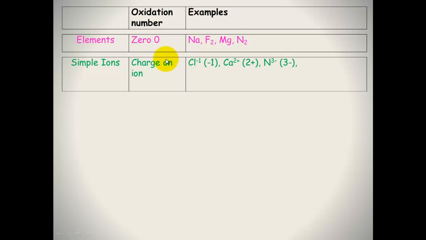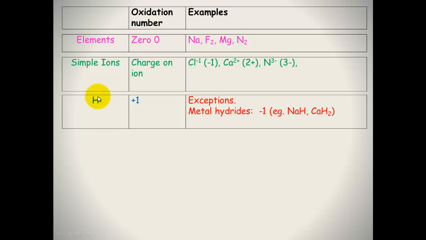But don't get too confused on that. Just remember that the charge on the ion is the important thing. So if it's an element, it's got a 0 oxidation number. If it's an ion, it's got the charge on the ion. Now this is an ion by itself, not an ion in a compound. Hydrogen always has an oxidation number of +1, with the exception of when it's in a metal hydride. Whenever you see it hooked up with a metal, it's got an oxidation number of minus 1. But otherwise it's always got an oxidation number of plus 1.